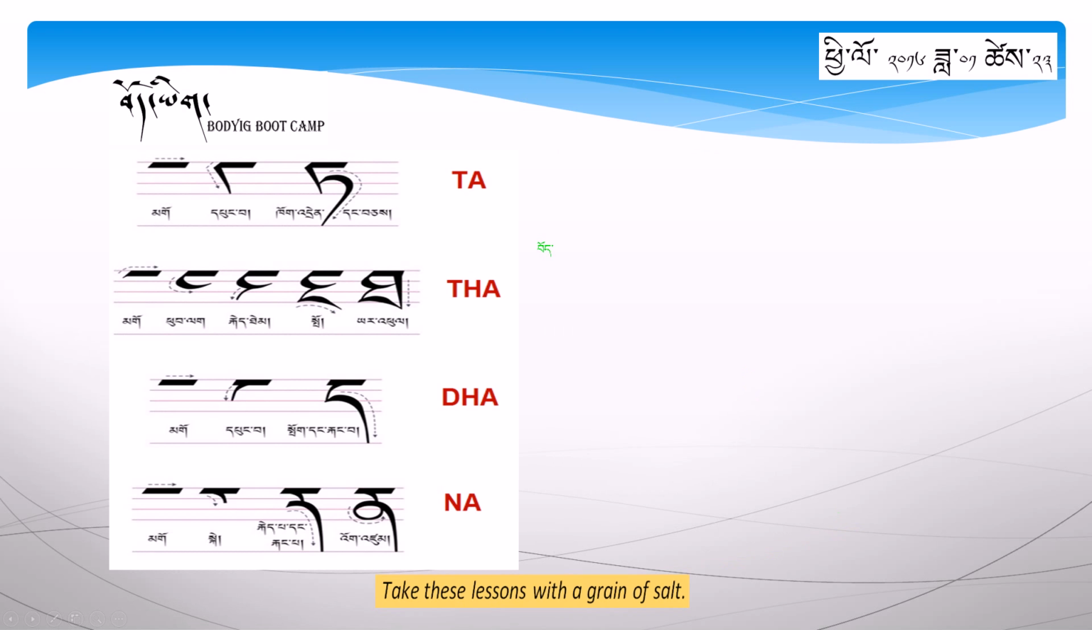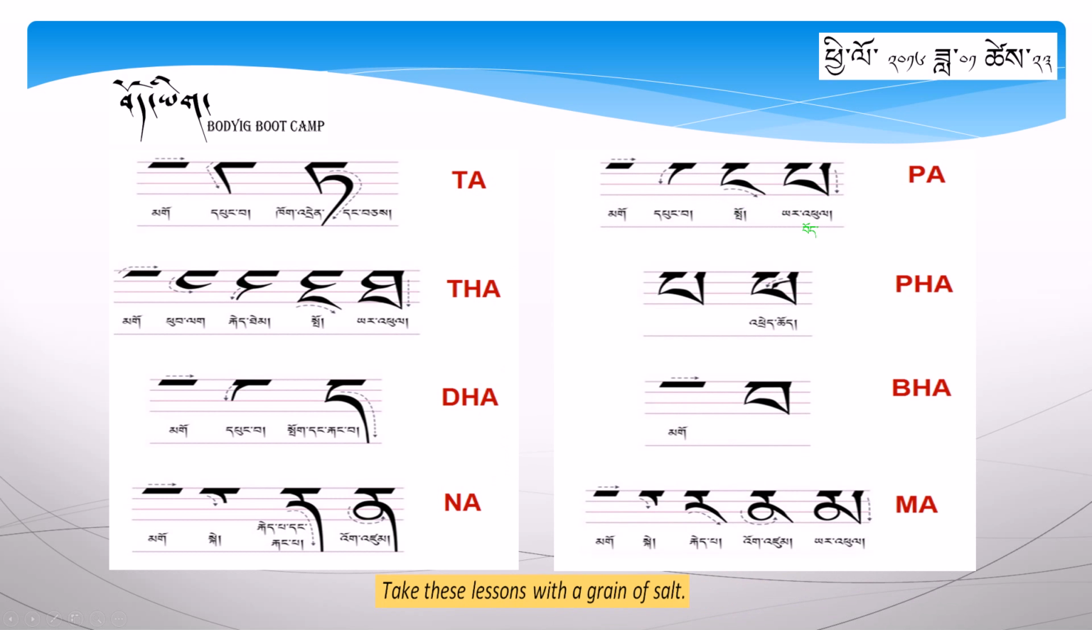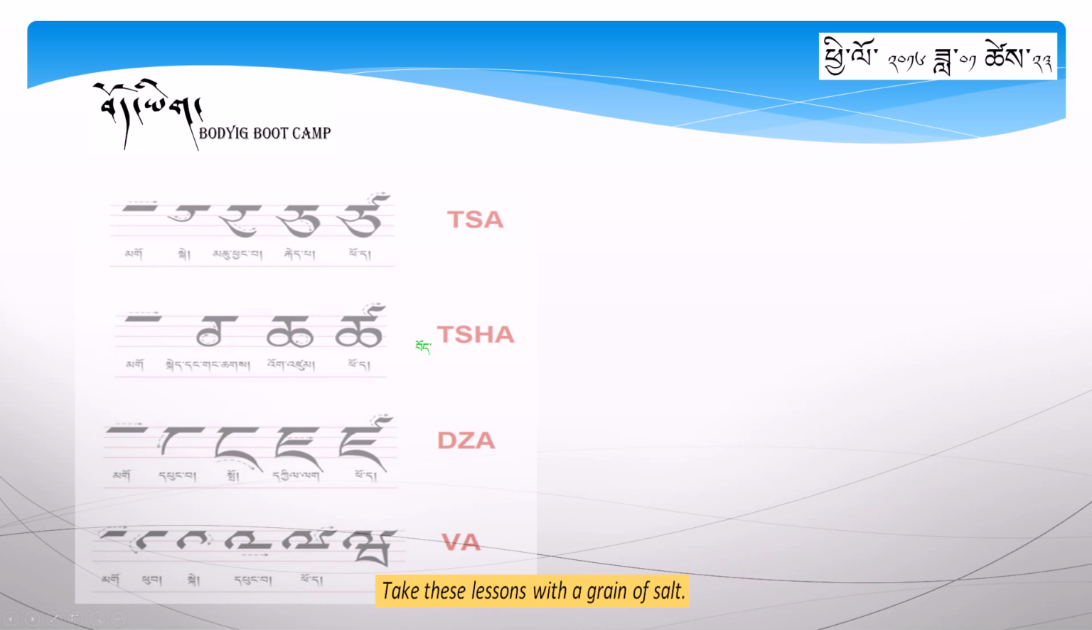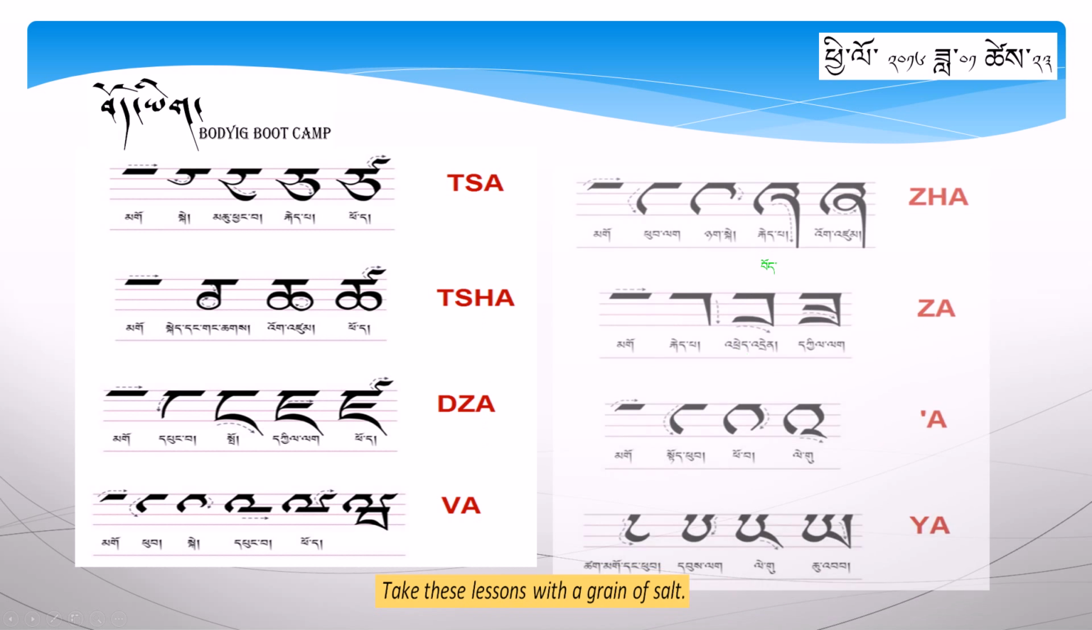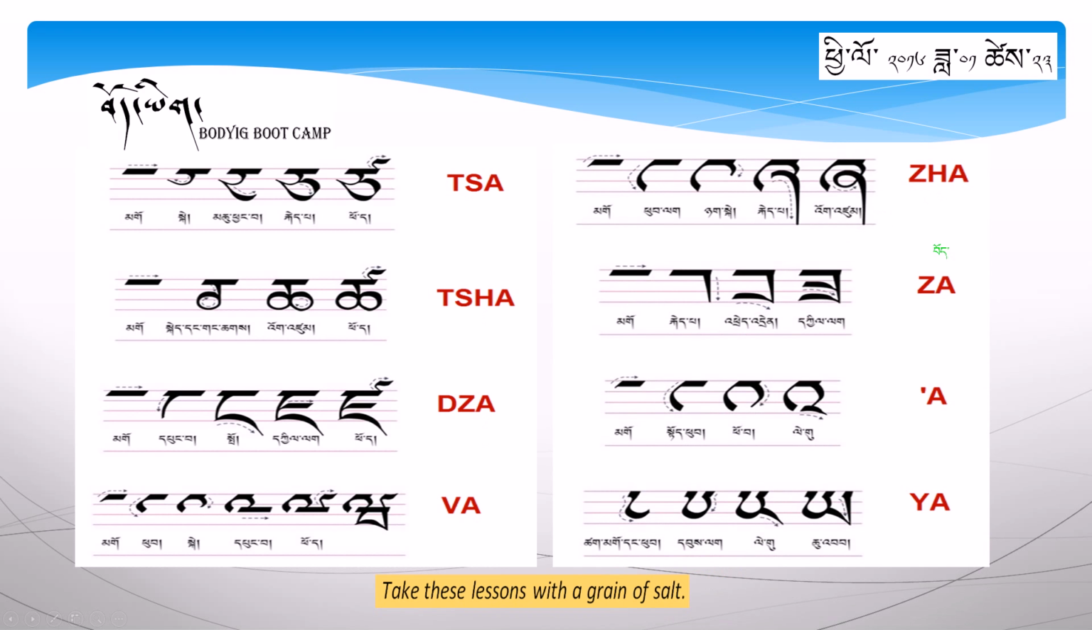And then the next set of letters are ta, tha, da, na. So this is not ta, but rather ta, tha, da, na. And then this is pa, pha, ba, ma. So these are pretty common also. Now these are tsa, tsha, dza, wa. And these are zha, za, ah, ya.